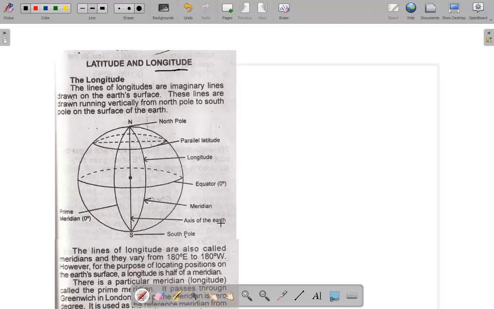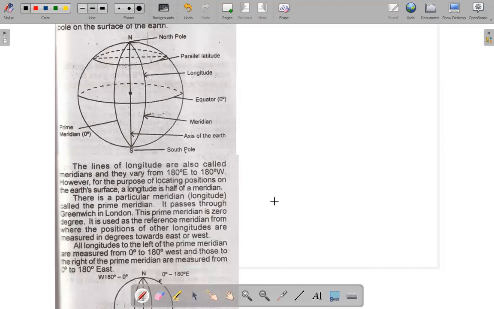There is a particular meridian that is a line of longitude called the prime meridian. Prime, because of its importance, it passes through Greenwich in London. So this prime meridian is at 0 degrees, and it is used as a reference meridian from where the positions of other longitudes are measured in degrees towards the east or towards the west. That is why I said earlier that the prime meridian is very important, because it serves as a reference point from where every other line of longitude is measured.